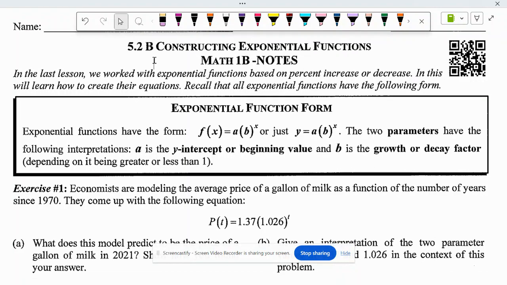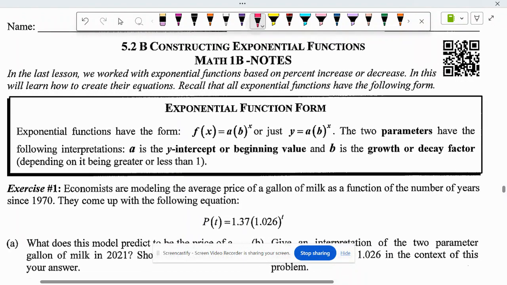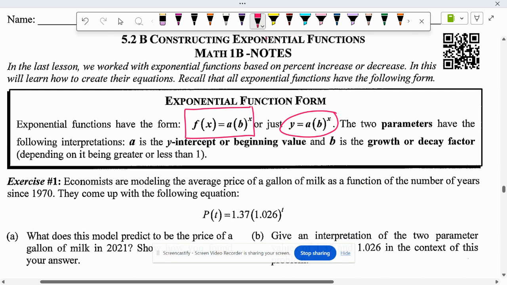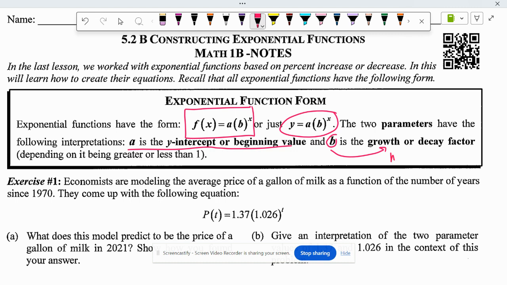So exponential functions have been given to you in this form. This is how we're learning it, right? It's either f of x equals a times b to the power of x, or we use y. Remember that f of x and y mean the same thing. The two parameters are that a is the y-intercept. We know that. It's the beginning value. And b is the growth or decay factor. We also call that the multiplier.